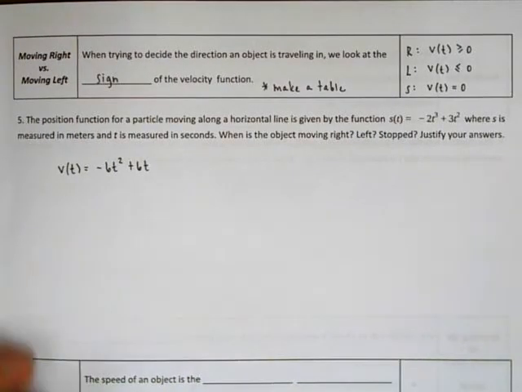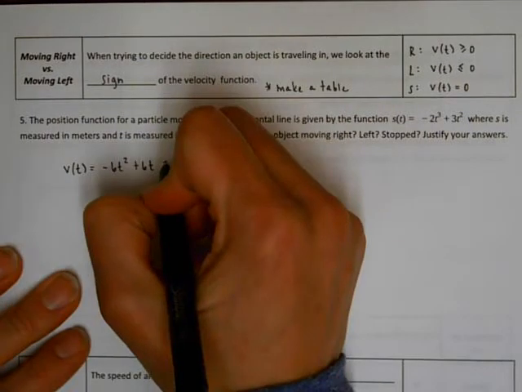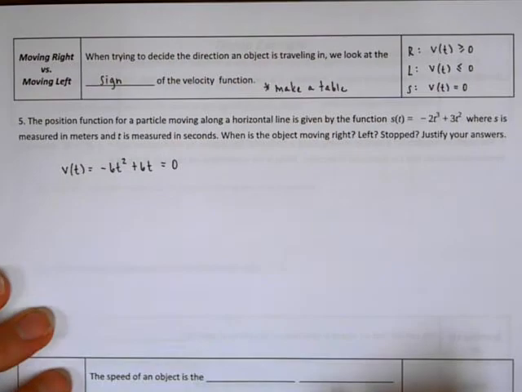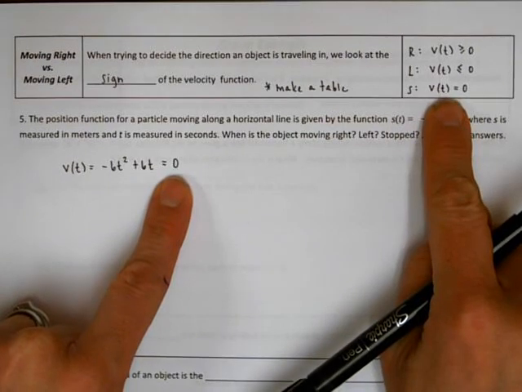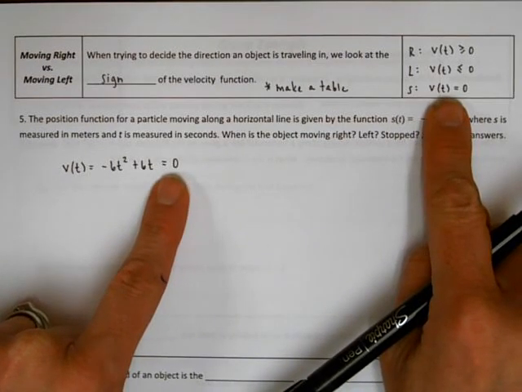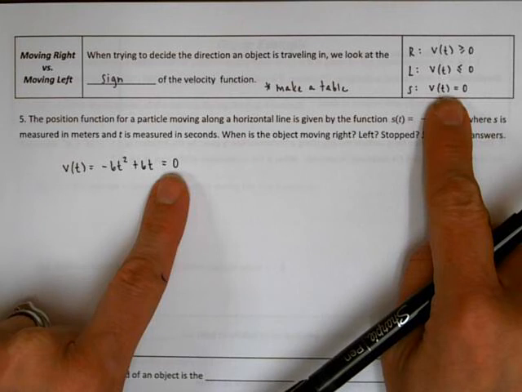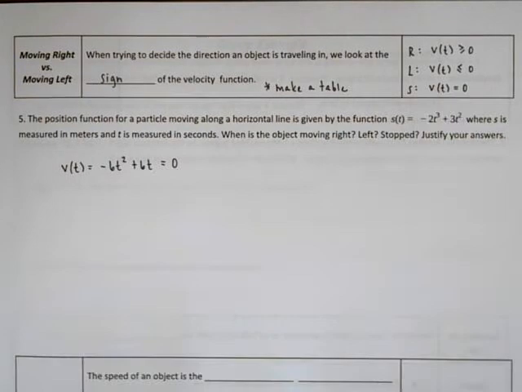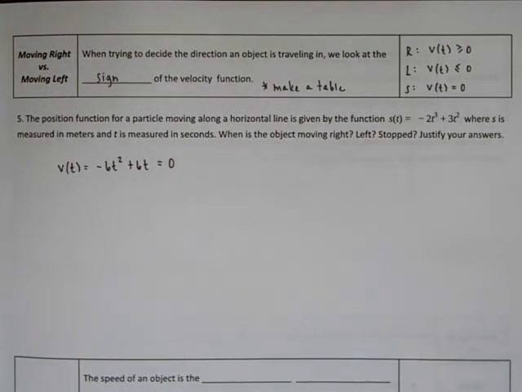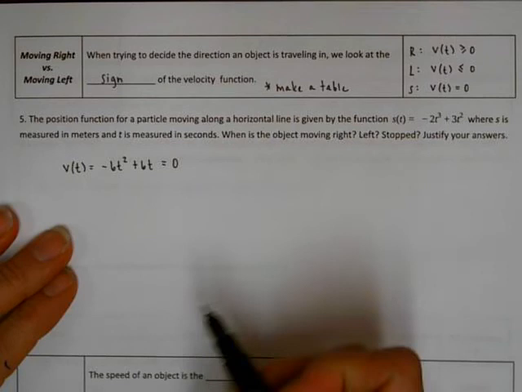Now, I'm going to take that velocity function and set it equal to 0. Now, I know that 0 is going to tell me where this particle is stopped. But that's also going to tell me where the particle changes direction. I know to change from going right to left, I have to be 0 in between. So this is going to help me divide up the time intervals so that I can ultimately decide when I'm moving right, left, or stopped. So let's deal with this first.